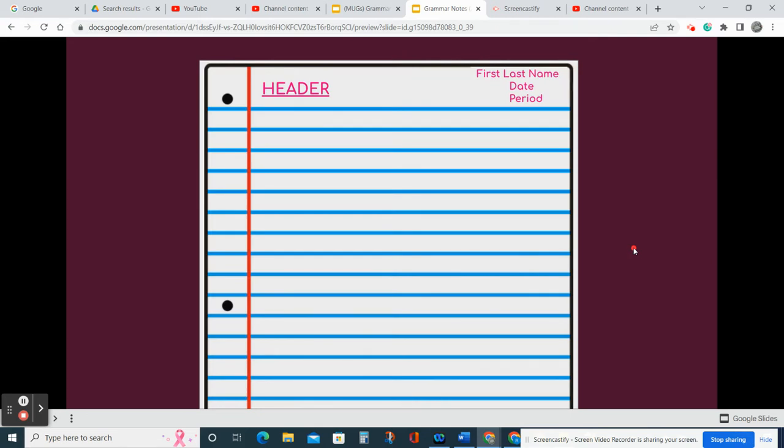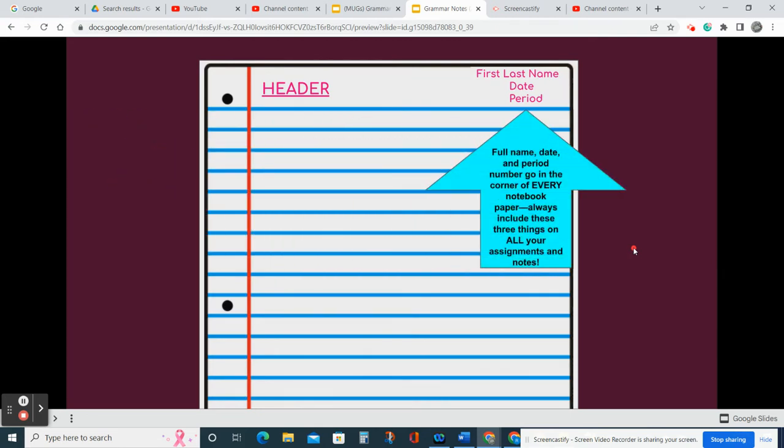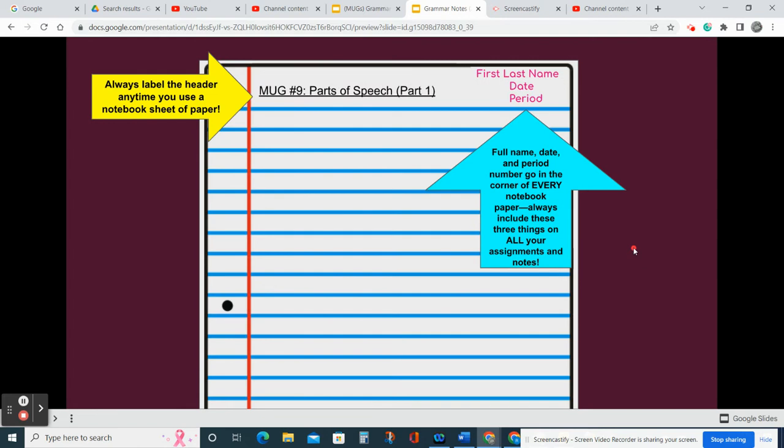Remember, you need a new sheet of notebook paper, name date period in the top right hand corner. Always label the header anytime you use a notebook sheet of paper. You should know this by now, but I still see some people failing to record the full title of their mugs. So make sure you write down mug number 9, parts of speech, part 1. And if your notes span more than one page, you might want to write down page 1 or page 2, etc., etc.